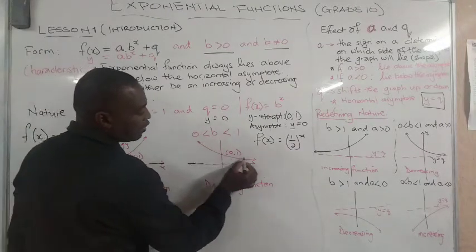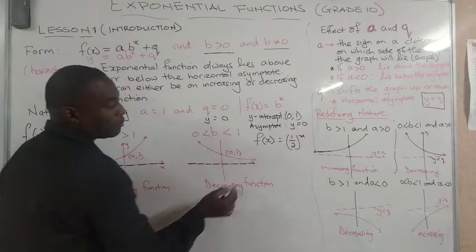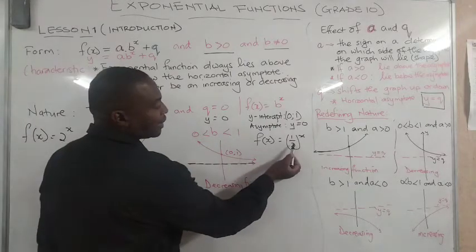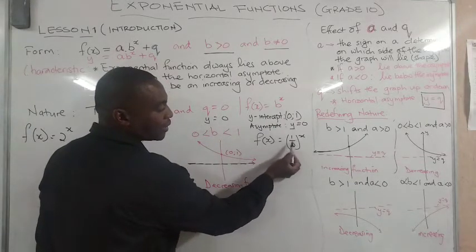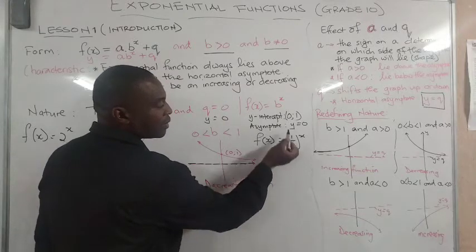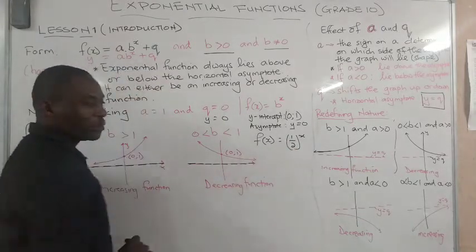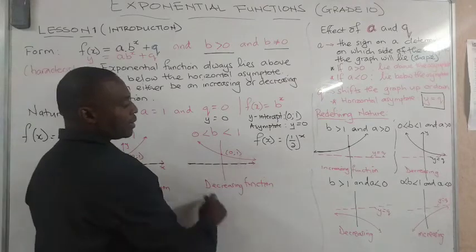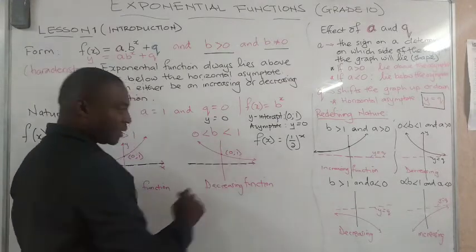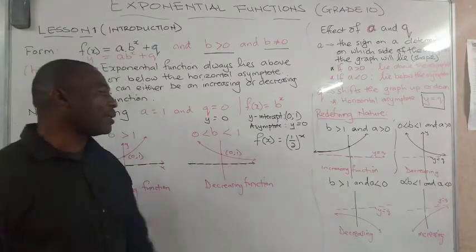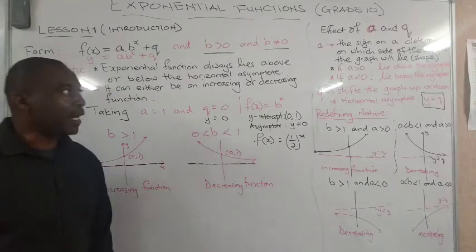We are going to have a decreasing function, because you can see that as x increases, what grows is the denominator. So it means the result becomes small. So as x increases, y will be decreasing. So we end up having a decreasing function there.